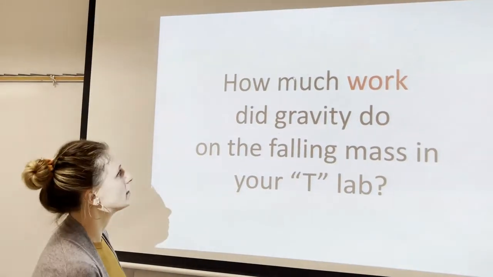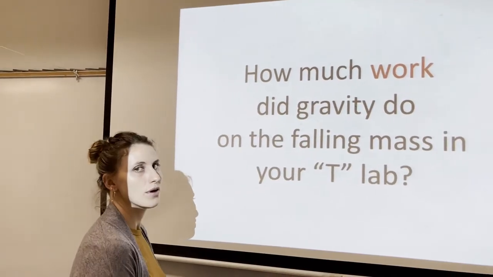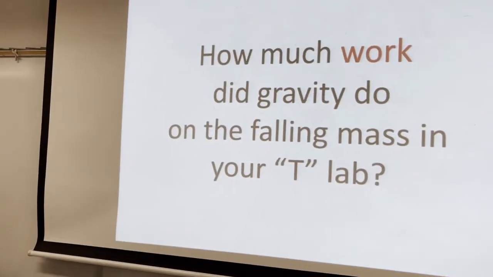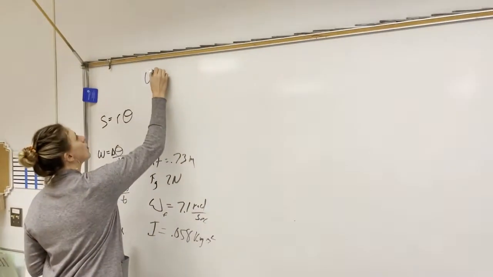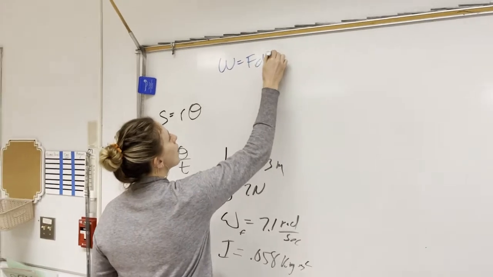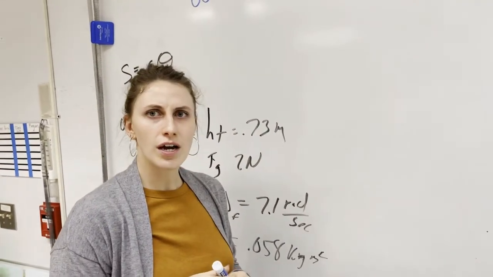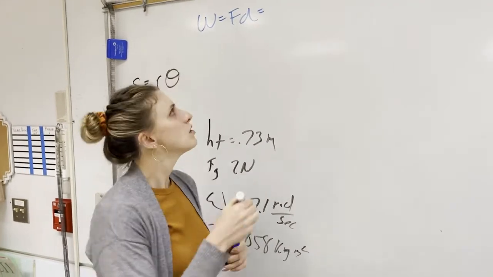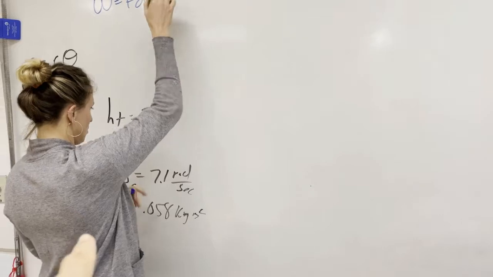How much work did gravity do on the falling mass in your T-lab? A spinning T-lab, remember that? So look back in your notes. Work is force times displacement. And the force, it was 200 grams. So 0.2 kilograms times 10, right here, 2 newtons.